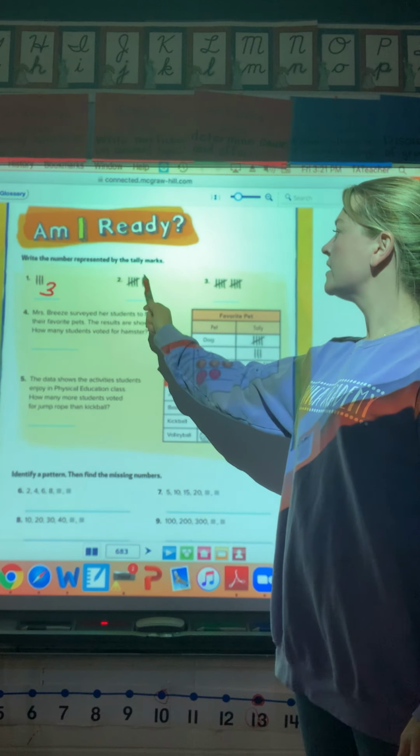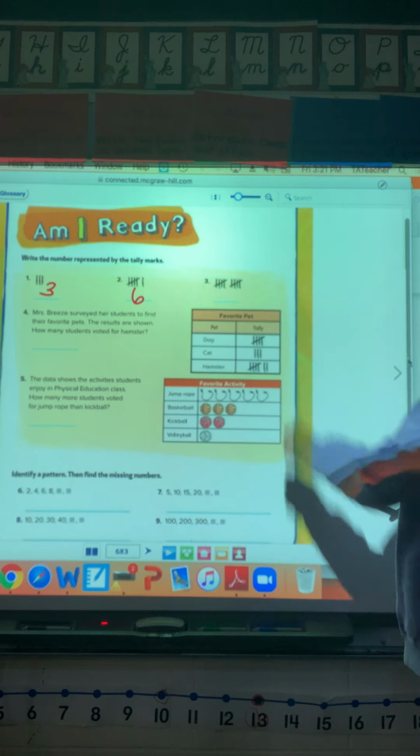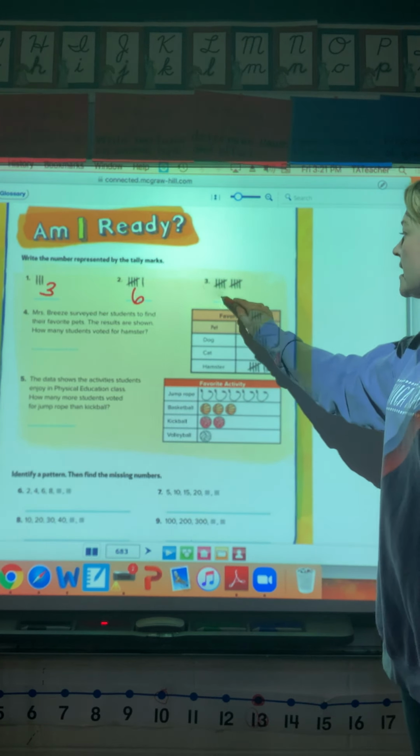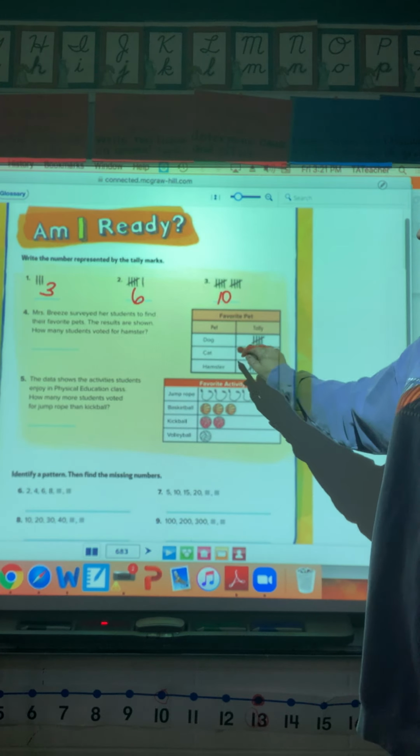So we don't have to count each one. We can say 5, 6. We have 6 tally marks. Right here we have 2 groups of 5. We know that that is 10. 5, 10. All right, let's look at this graph, this chart right here.